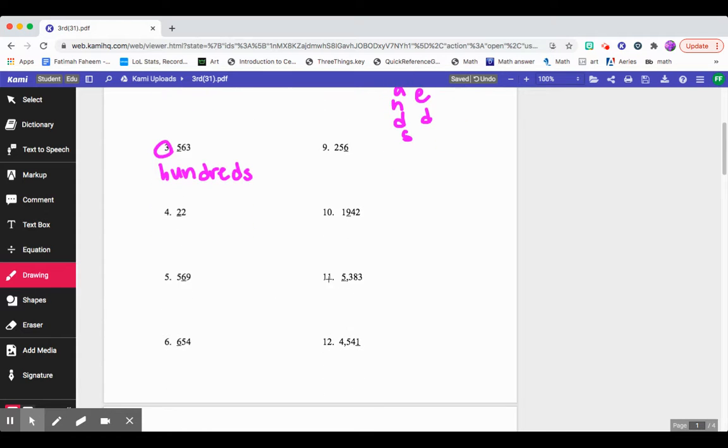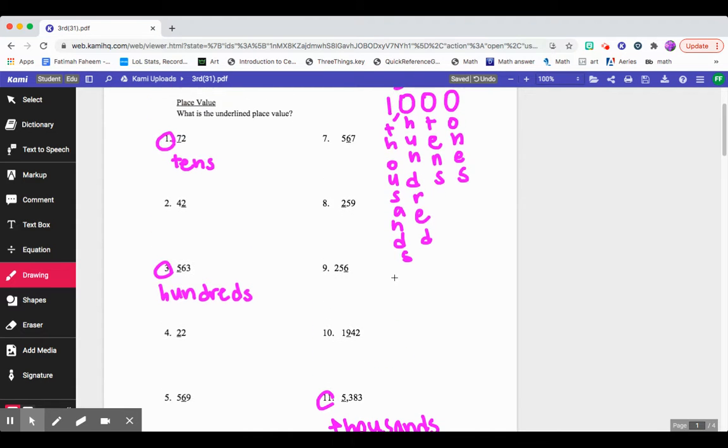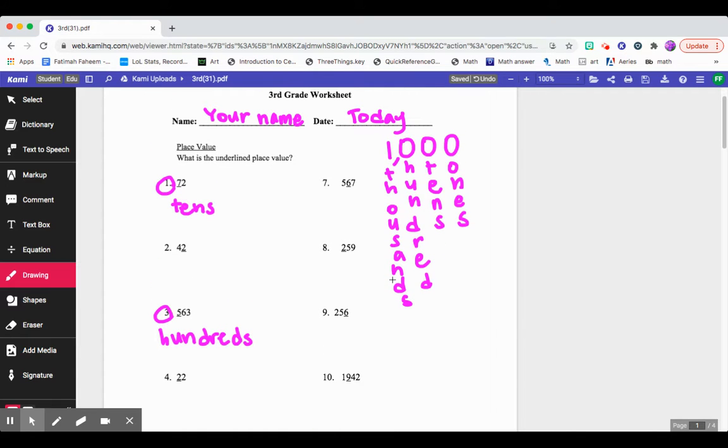Let's try number 11. There are four numbers, and on the first one, it's underlined. So this is thousands place. Let's try the last one, number 12. There are four numbers, but the underlined one is on the last one. So this is the ones place. We learned four different place values today: ones, tens, hundreds, and thousands.